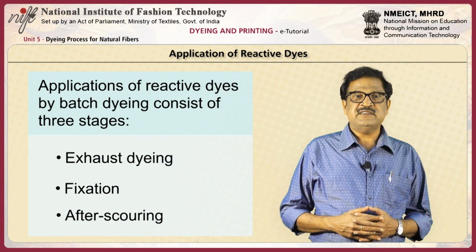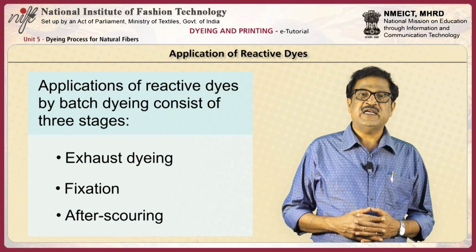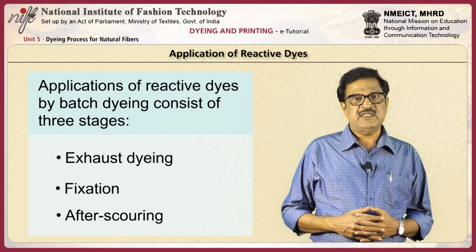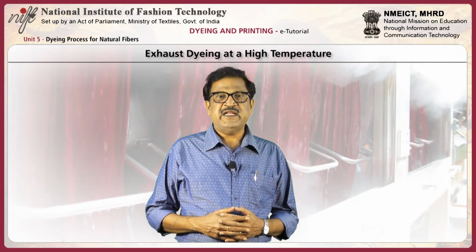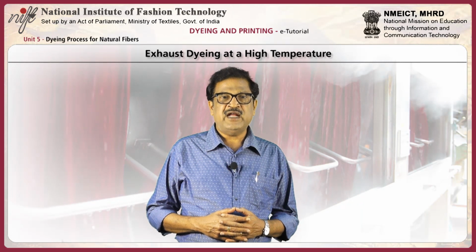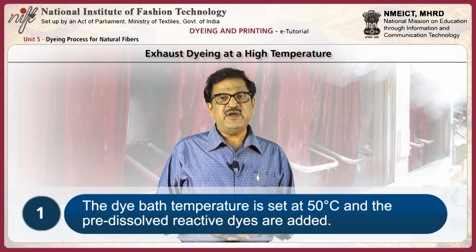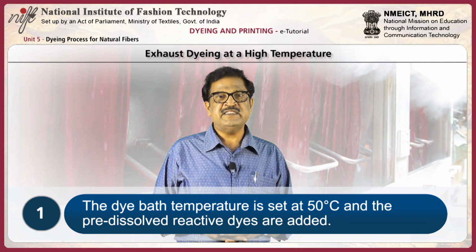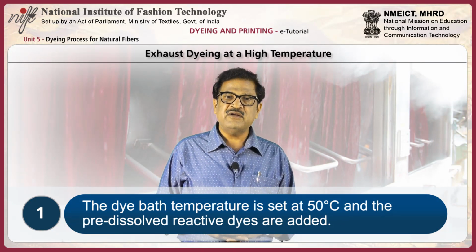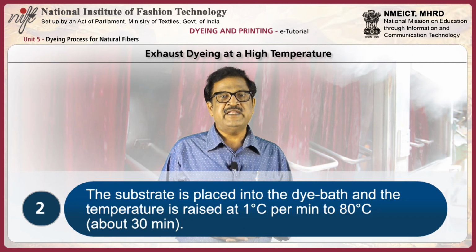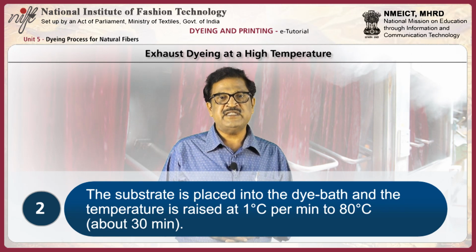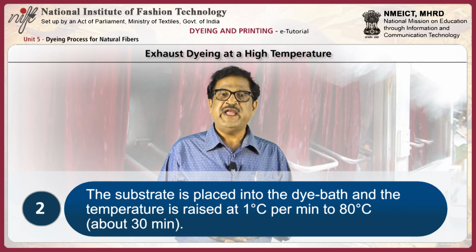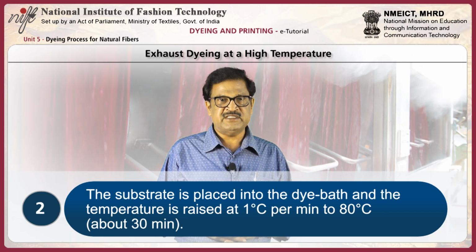Application of reactive dyes by the batch dyeing process consists of 3 stages. First, exhaust dyeing; second, fixation; and third, after-scouring. This is a typical procedure for exhaust dyeing at high temperature. The dye bath temperature is set at 50 degrees centigrade and the pre-dissolved reactive dyes are added. Then the substrate is placed into the dye bath and the temperature is raised at 1 degree per minute to 80 degrees centigrade, about 30 minutes.